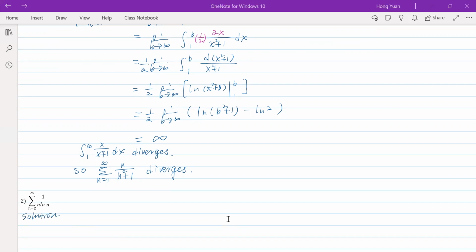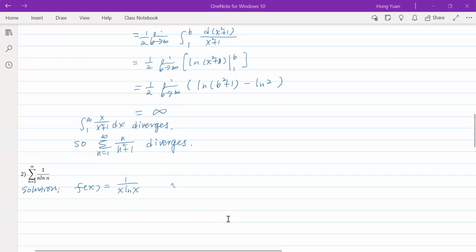What is f of x? f of x equals 1 over x times the ln of x. In this case, x is greater than or equal to 2. Now we need to find out if this function satisfies the conditions of the integral test. First of all, yes, it's positive, and yes, it's continuous when x is greater than or equal to 2. Now decreasing or increasing, we don't know.